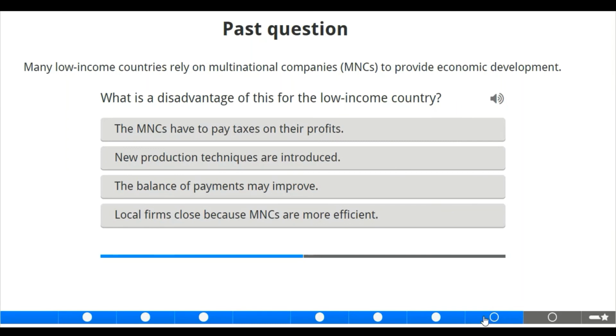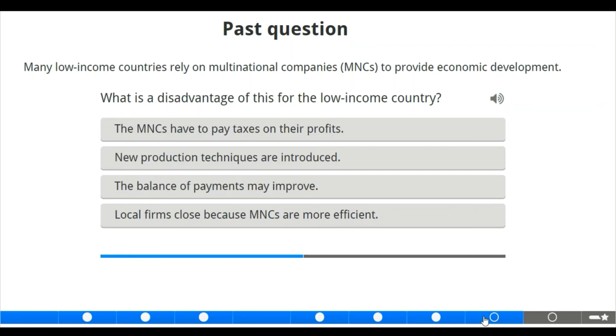Moving to the next slide, we also have one past question related to economic development. Many low-income countries rely on multinational companies, that is MNCs. I think we have touched on this earlier in our previous content, to provide economic development. What are the disadvantages of this for the low-income country? What are the disadvantages for the economy that relies on multinational companies?